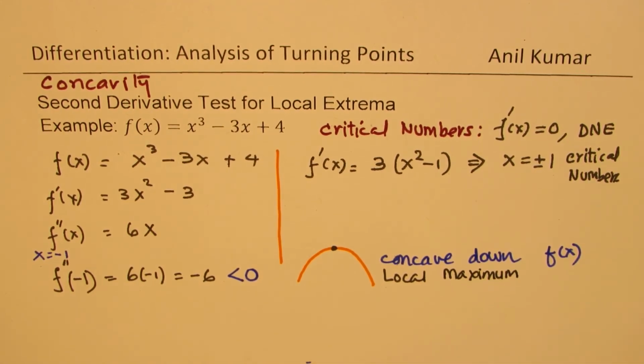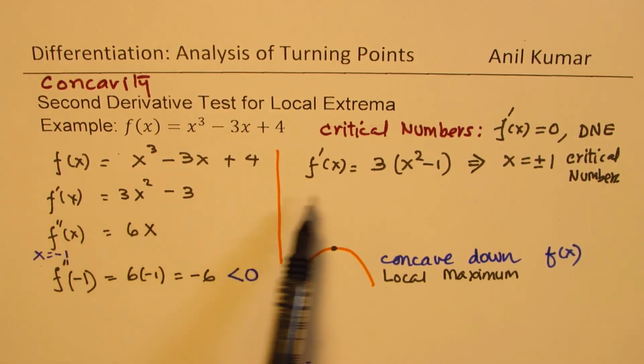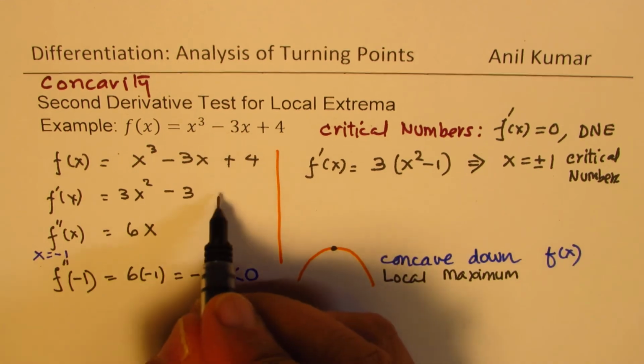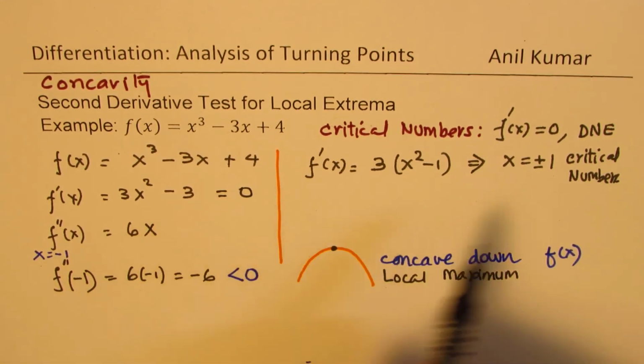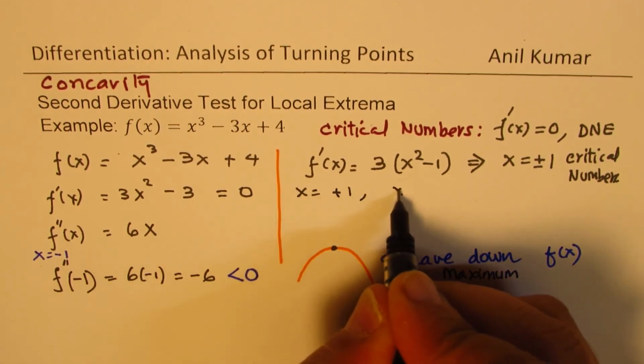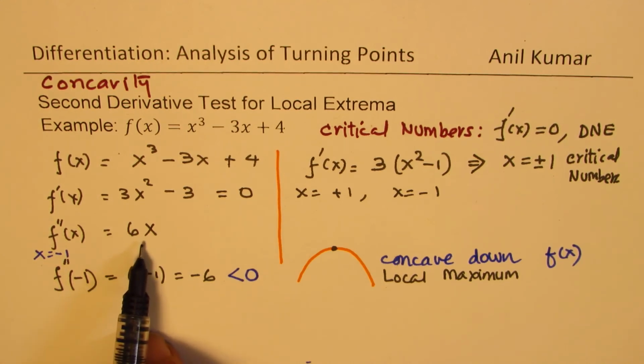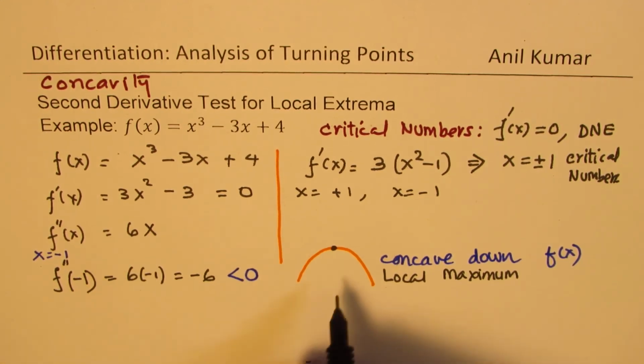Is that clear to you? So it's very fast. You see, we found the first derivative and the second derivative. From the first derivative, when we equate it to 0, we get two values, and those are x equals plus 1 and x equals minus 1. And substituting those values in the second derivative, we immediately get our result.